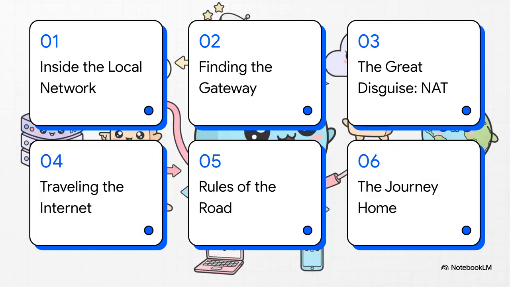Think of this as a hero's journey, but for a single data packet. Here's our map for the adventure. First, we'll see where our packet is born, inside your local network. Then, how it finds the door to the outside world. We'll check out the clever disguise it has to wear, follow its travels on the information superhighway, learn the rules of the road it has to follow, and finally, watch its triumphant return home.